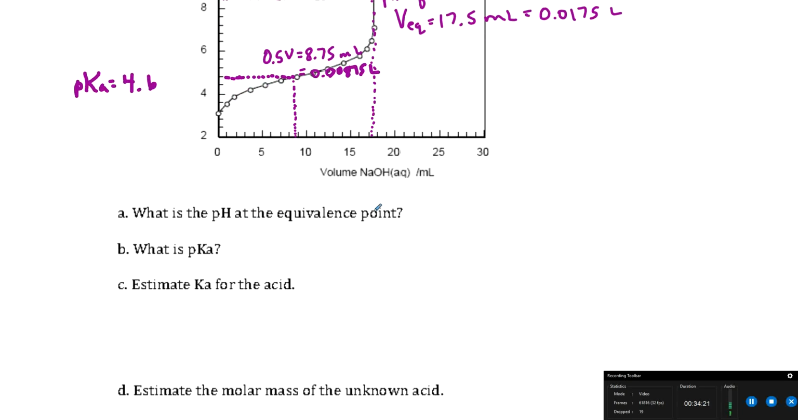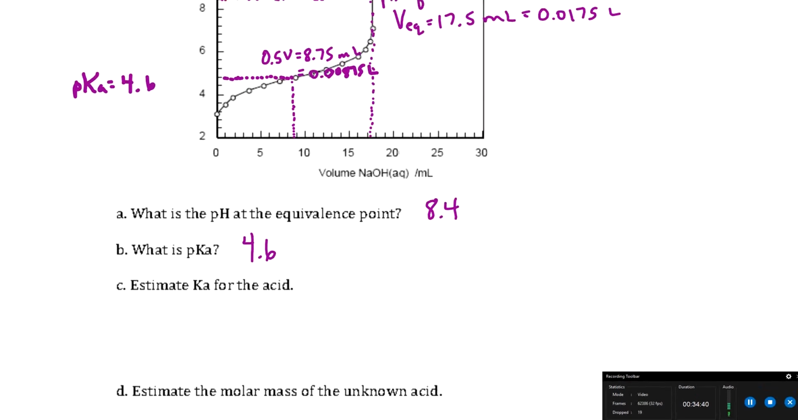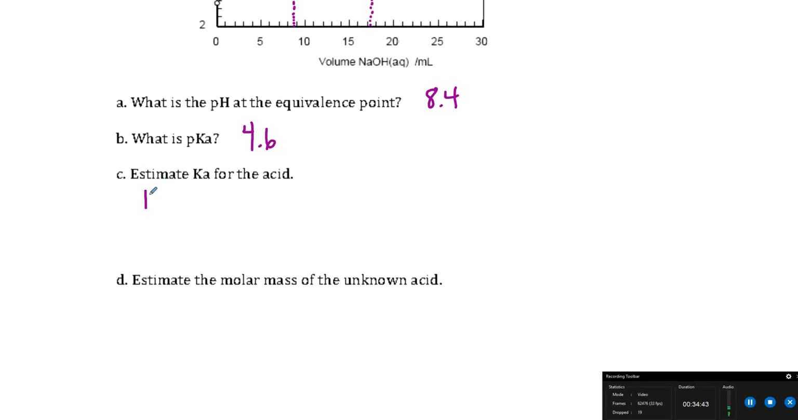Okay, so what is the pH at equivalence point? Well, we've found that already. It's about 8.4. There's going to be give and take here because there are no grid lines to follow. What is pKa? Well, it is 4.6. Estimate Ka for the acid. So we're going to do that by calculating Ka equals 10 to the power of negative pKa. So 10 to the power of negative 4.6, which equals 2.5 times 10 to the negative 5.